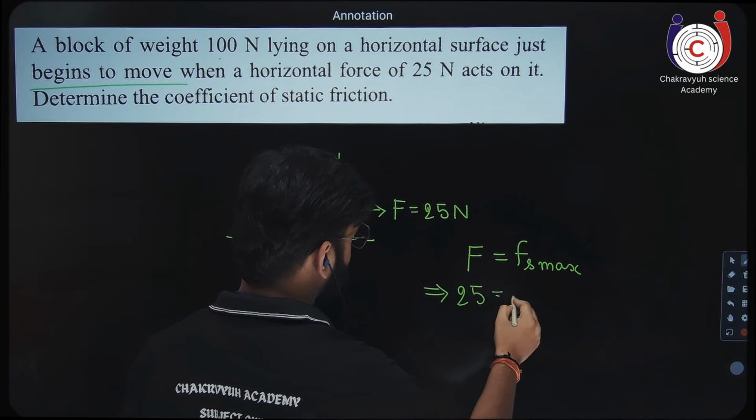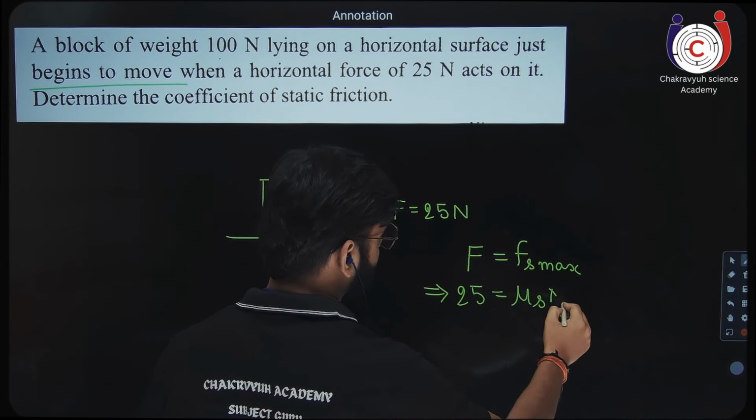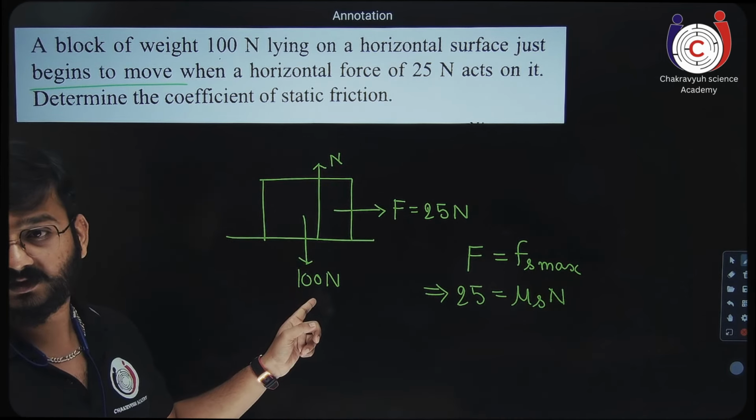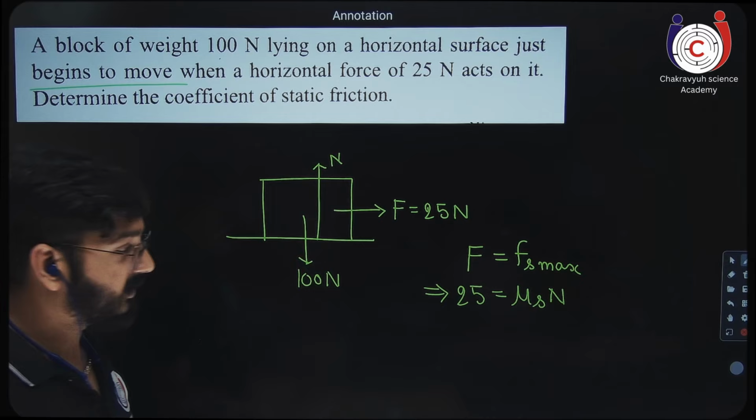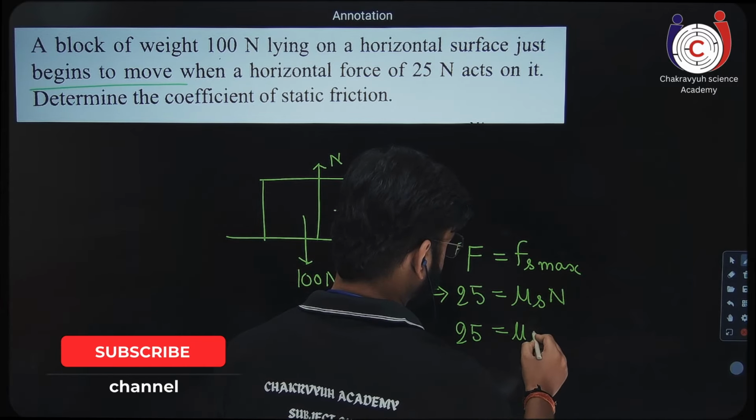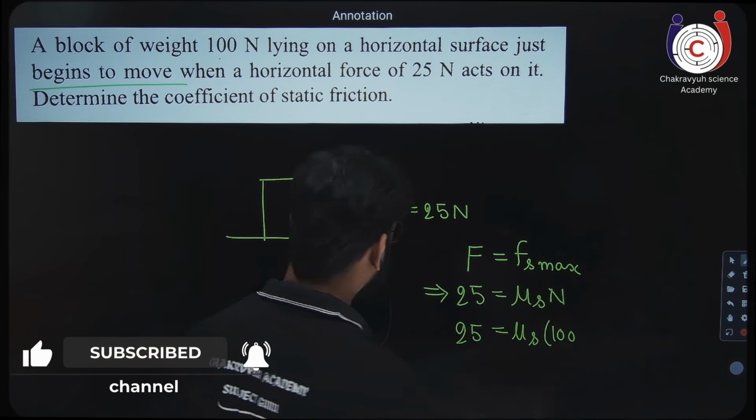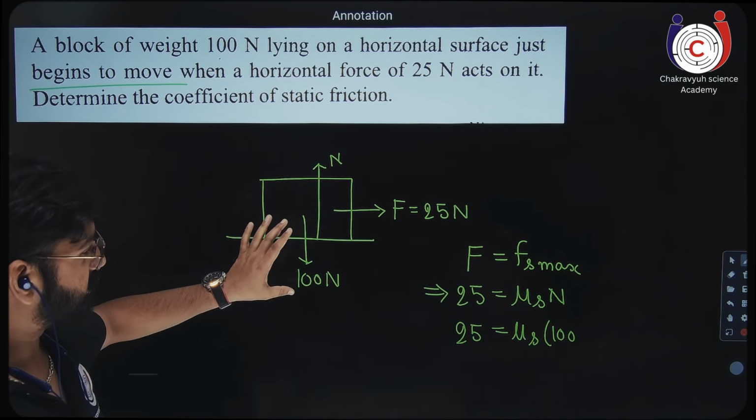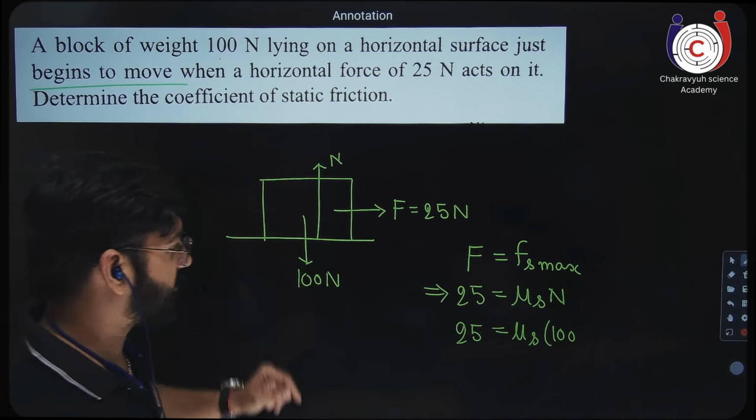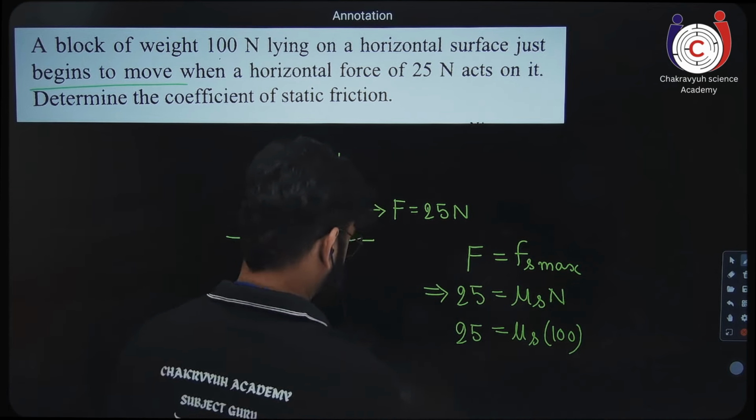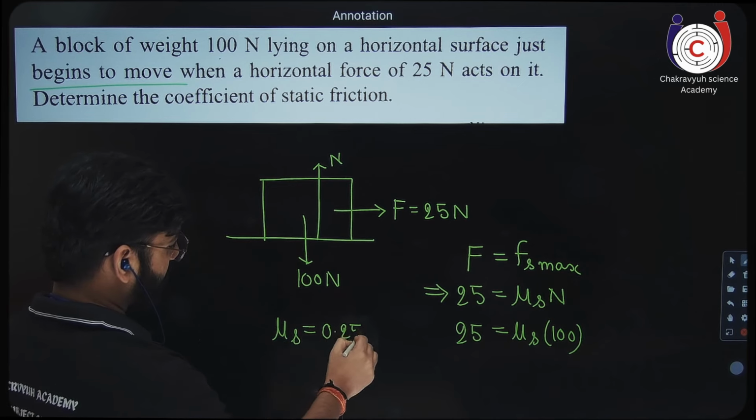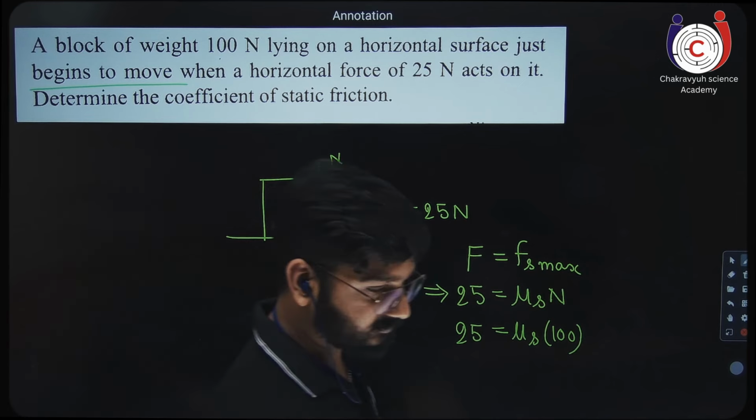What is Fs max equal to? Mu s into N. So what will be the normal force equal to here? Weight of the object. Normal force and weight will be equal in this case, because upward force will be equal to downward force. The object is not moving in the vertical direction. So what will mu s be equal to, students? 25 by 100, 0.25. Simple question.